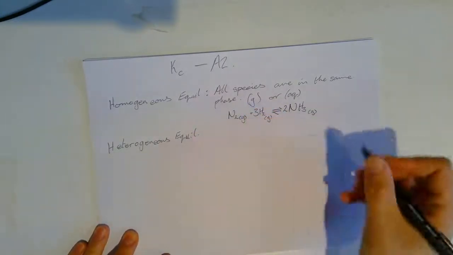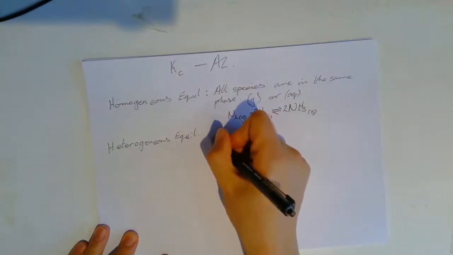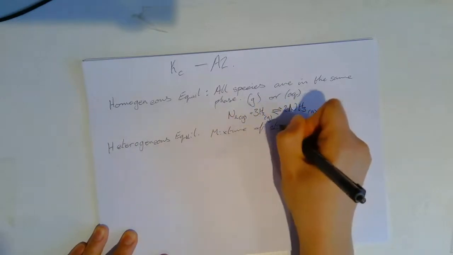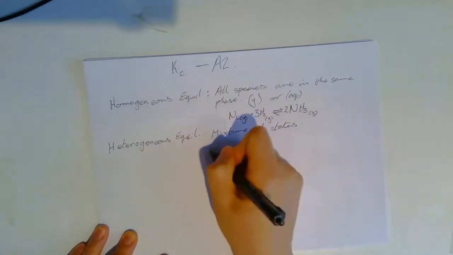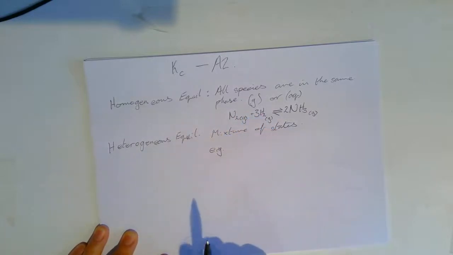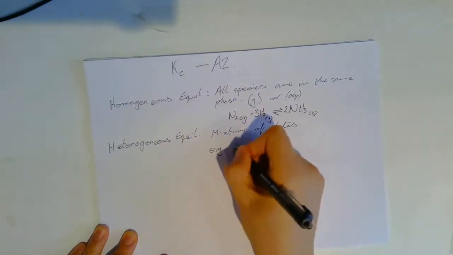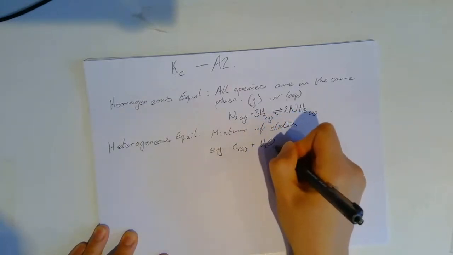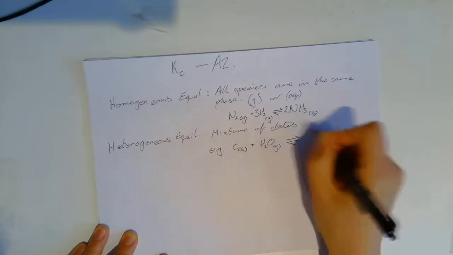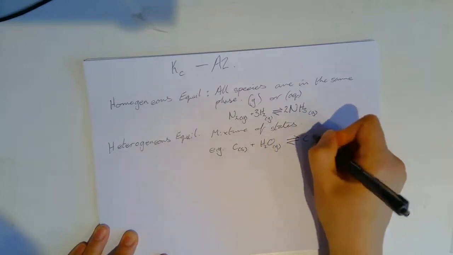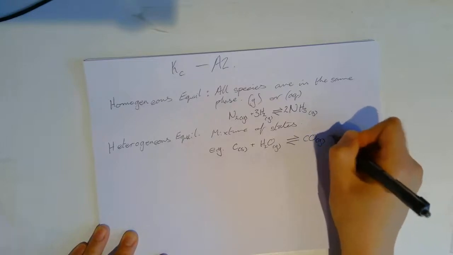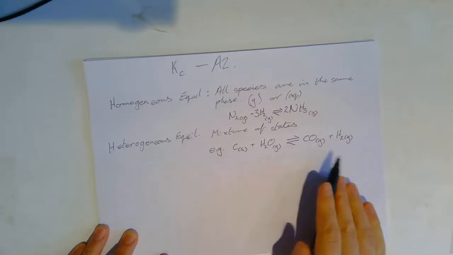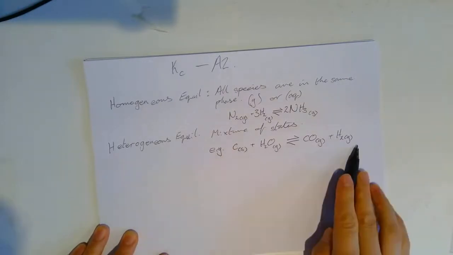So as an example, if we took carbon, which is a solid, reacting with H2O gas to form carbon monoxide, which of course is a gas, and some hydrogen, which is of course gas. This is heterogeneous because of course we've got a solid and then we've got gases.